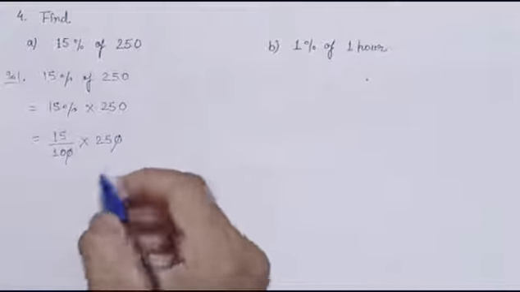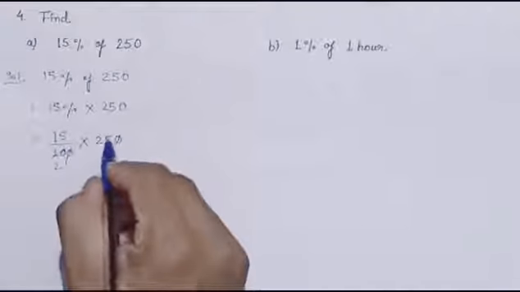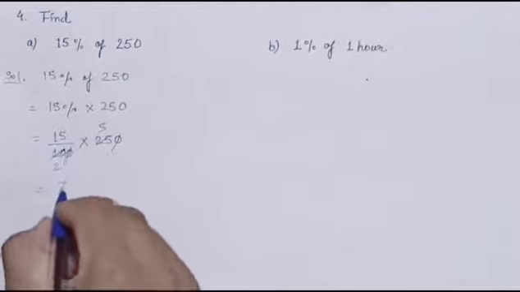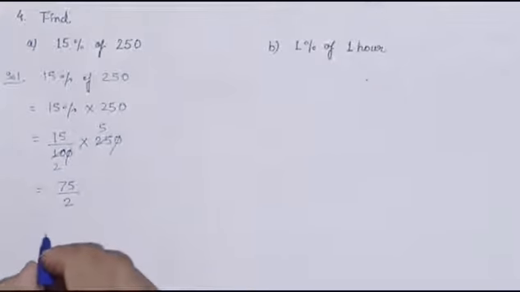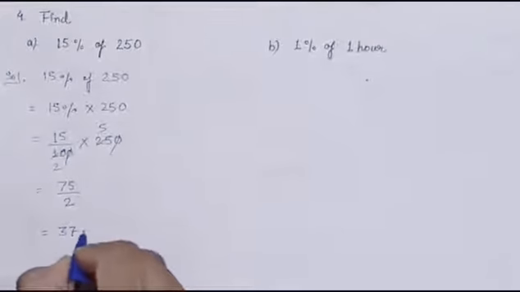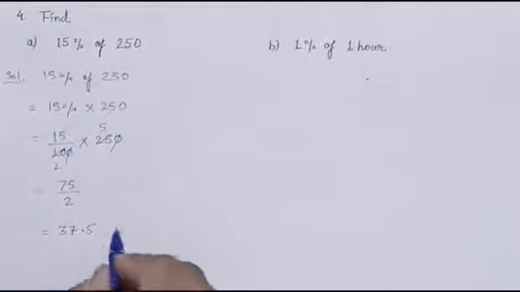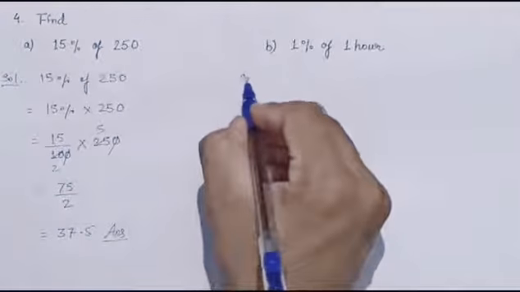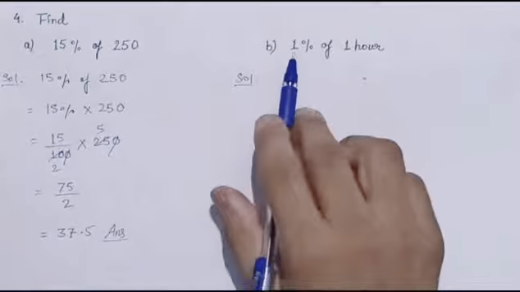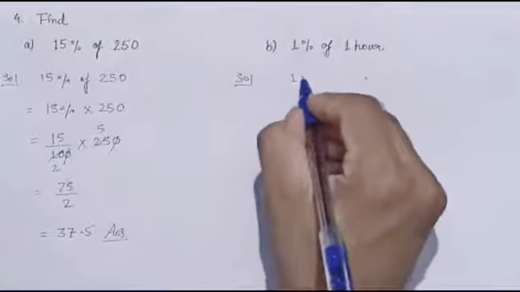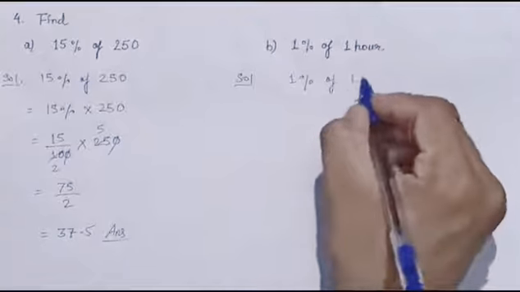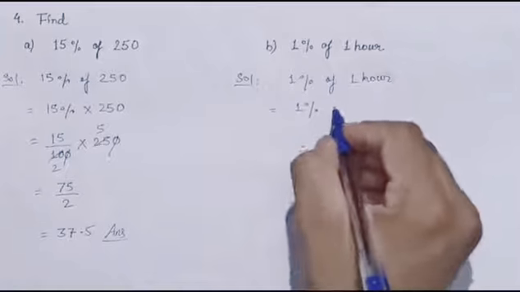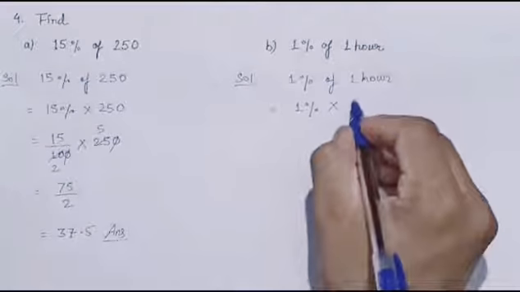So here 5 2 times, 5 5 times. 15 into 5, 75 by 2, which is equals to 37.5. So this is our required answer. Now let us see the next part. In this part, we have to determine 1% of 1 hour. So again, 1% of 1 hour. So we can write it as 1%, in place of of we put multiplicative sign and then 1 hour.